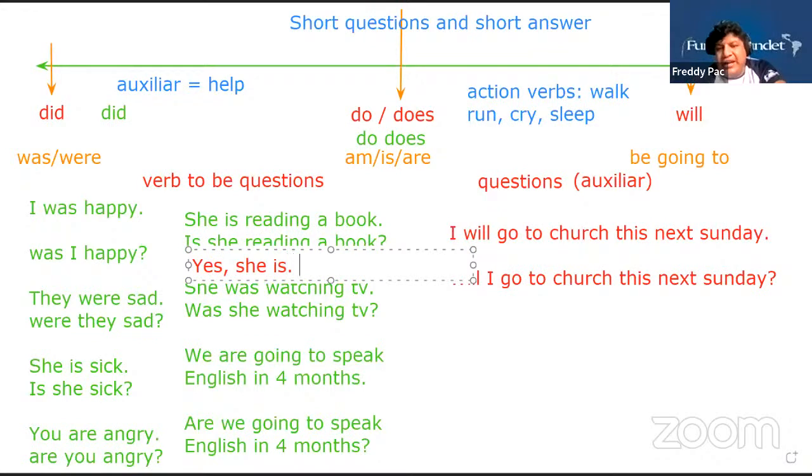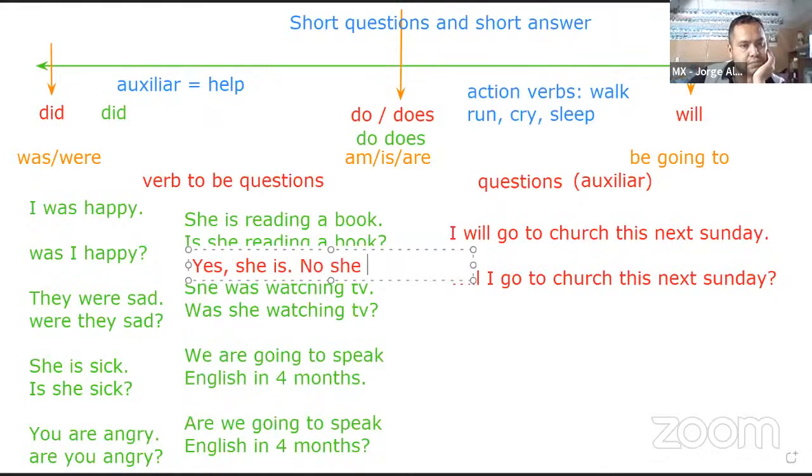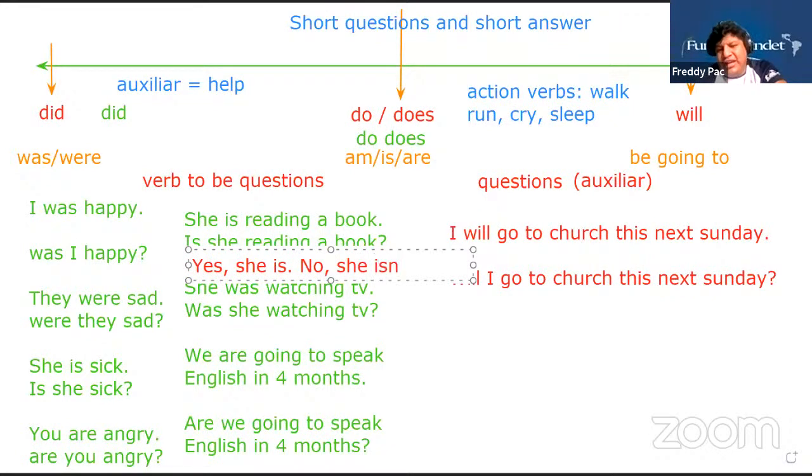And the possibility for negative? No, comma, she isn't, which is the contraction for she is not, and period. Yeah. That is very important for you. It is the same answer. The same here in watching TV.